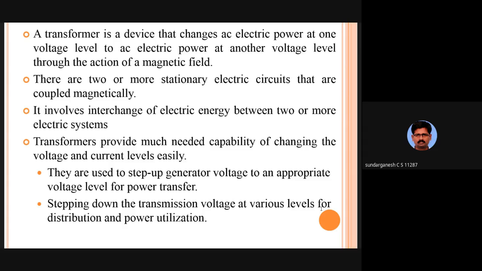They are used for stepping up the generator voltage to an appropriate voltage level for power transfer, and stepping down the transmission voltage to various levels for distribution and power utilization.